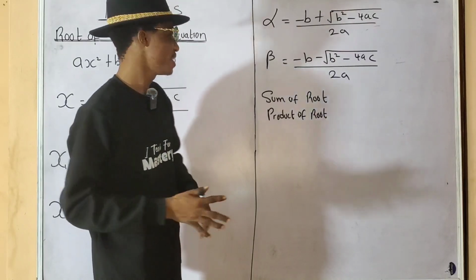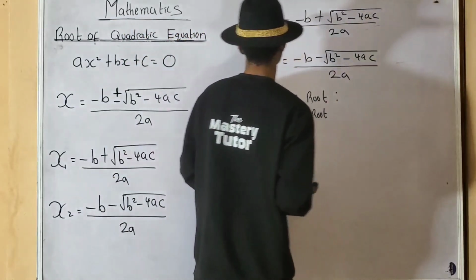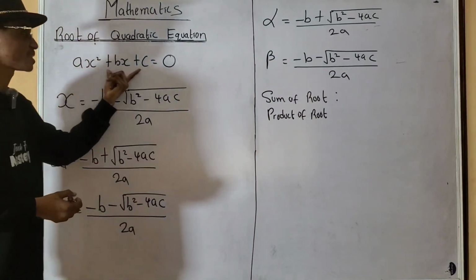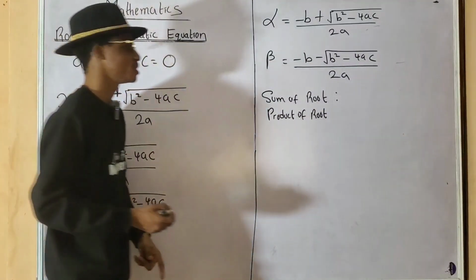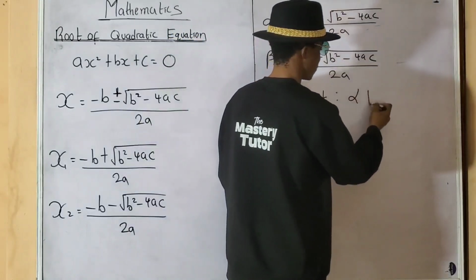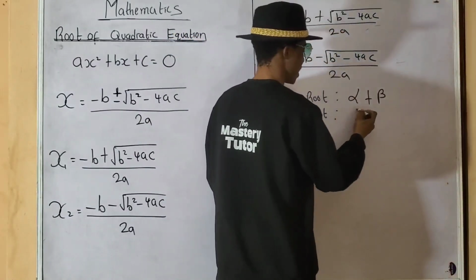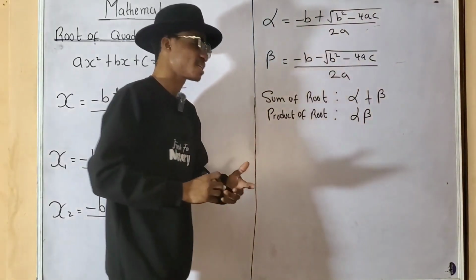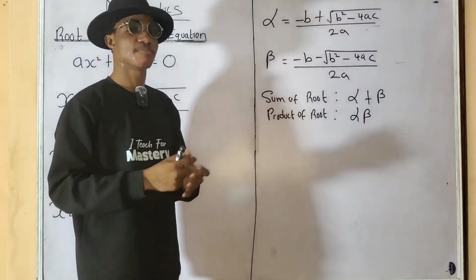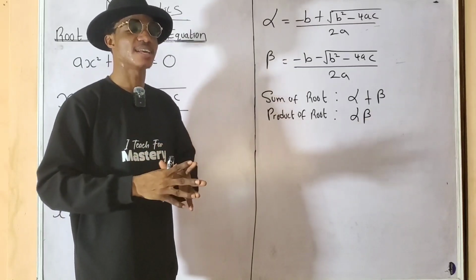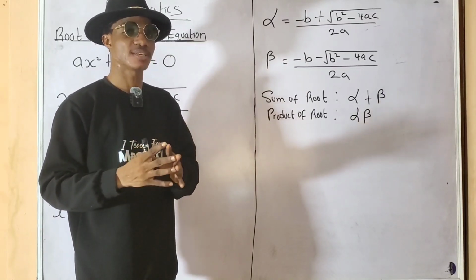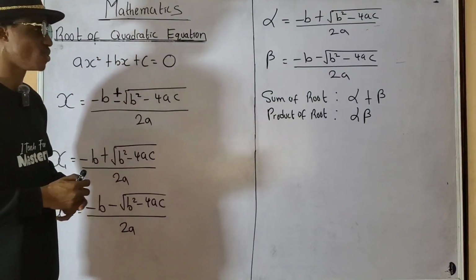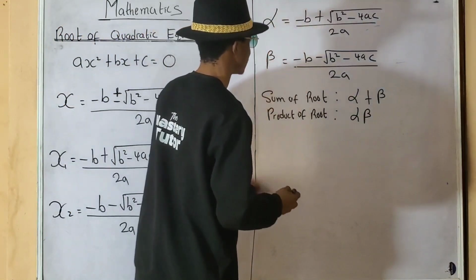Are you following? Okay, so for the sum of the roots, since alpha and beta are the roots of the quadratic equation ax² plus bx plus c, the sum will be alpha plus beta, and the product will be alpha multiplied by beta. The reason why I'm emphasizing this is that there is an important thing we are going to arrive at, and that is very important as touching what we want to discuss in this class, roots of a quadratic equation.